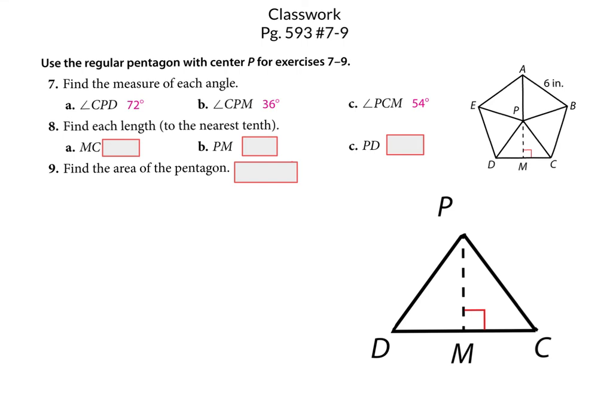All right. Find each length to the nearest tenth. The first one is M to C. Well, they gave you 6 as the entire side length. So from M to C, you should have gotten just 3. From P to M, you could use your right angle trigonometry. You could have taken that 3 and divided by the tangent of 36, and you would have gotten 4.1. So you have your 4.1 and you have your 3.